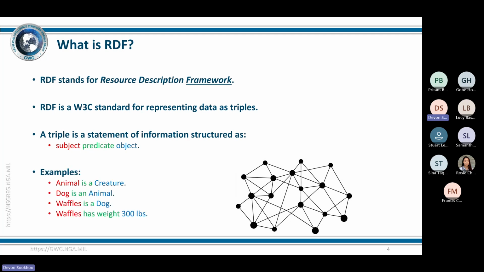So here's some example dummy data, organized in the form of triples. Animal is a creature, dog is an animal, Waffles is a dog, and Waffles has weight 300 pounds. Again, everything is subject, predicate, and object.